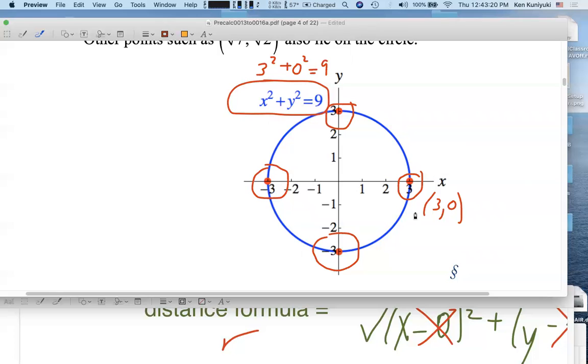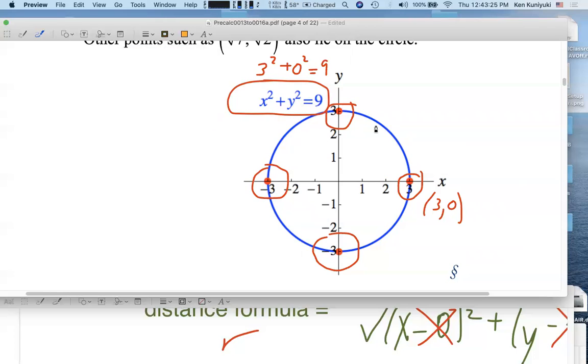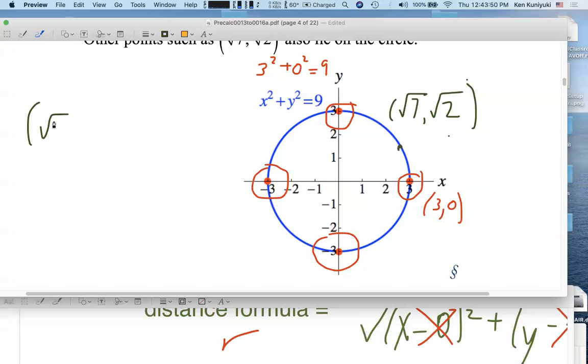But it's not the only one. And these 4 compass points are not the only points that satisfy the equation. Consider this point over here. Well, how about over here? The point root 7, comma, root 2. Is this a solution point? Well, do the coordinates satisfy this equation? X equals root 7, that's squared, plus y equals root 2, that's squared. Does that equal 9?